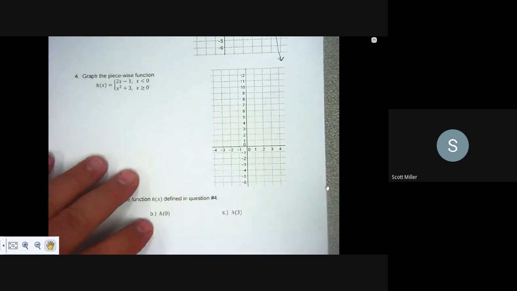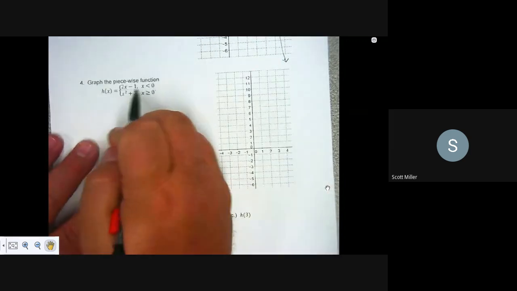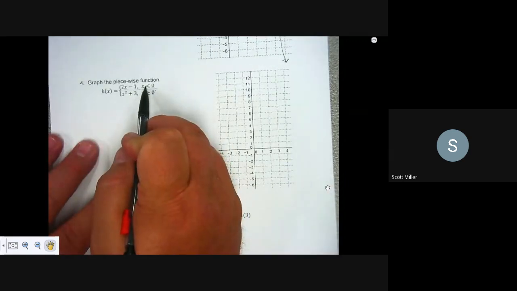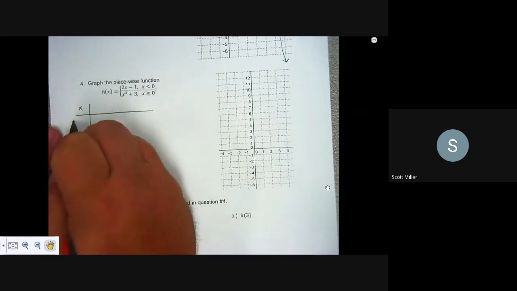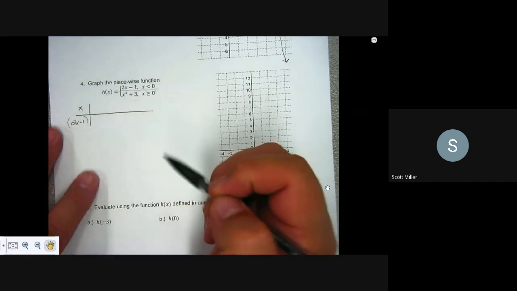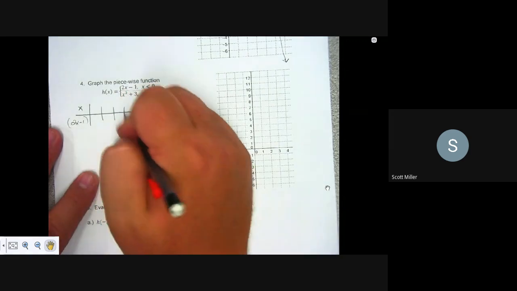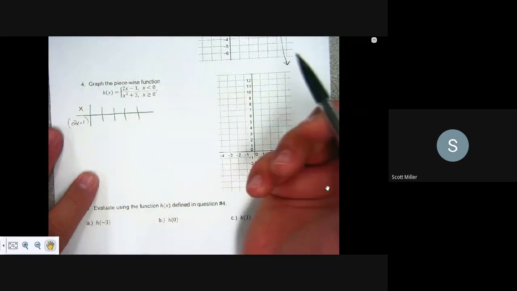Okay? So the top piece is restricted for negative values, so when x is less than 0. When I do this top piece over here, I'm going to plug x into 2x minus 1. You don't have to actually write that function. I do so I don't forget which table is for which. I'm going to do some numbers. Depending on the function, I want to do at least 3 to 5 points to graph.